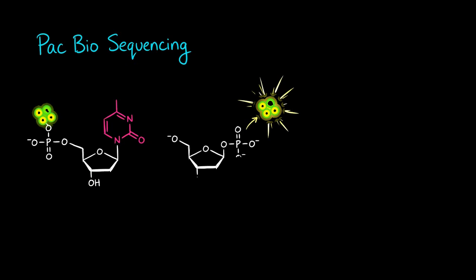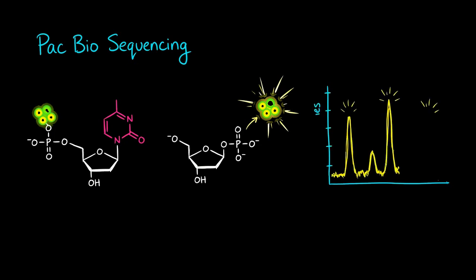Each incorporation produces a brief flash of light whose color identifies the base. Because the enzyme is observed continuously, the timing of these flashes also carries information. Subtle changes in polymerase kinetics can even reveal certain chemical modifications of the DNA.